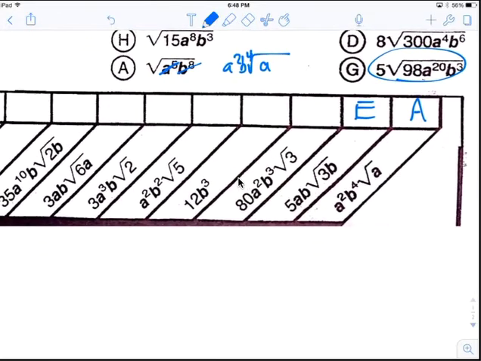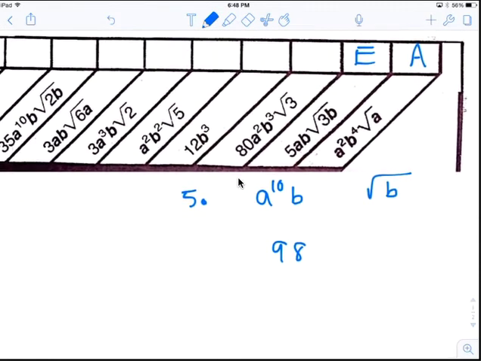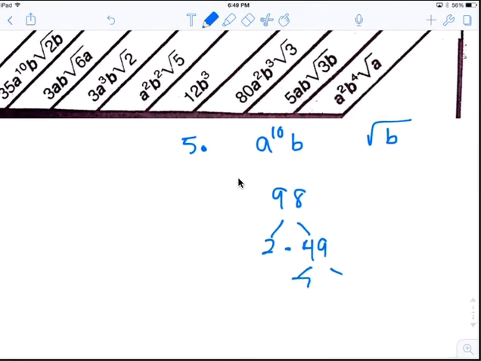Okay, 5 times A to the 20th, you get 10 groups of A's, right? Can you see it? You have 20, so altogether you get 10 groups of A, so A to the 10th. And you got 1 groups of B, but with B left inside. And then you get 98. You need to do the work for 98. 2 times 49. Yeah, 49. You add it, you get it. Yeah, and then 49 is 7 times 7.